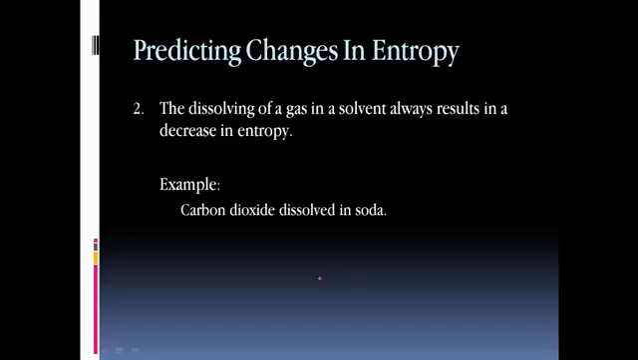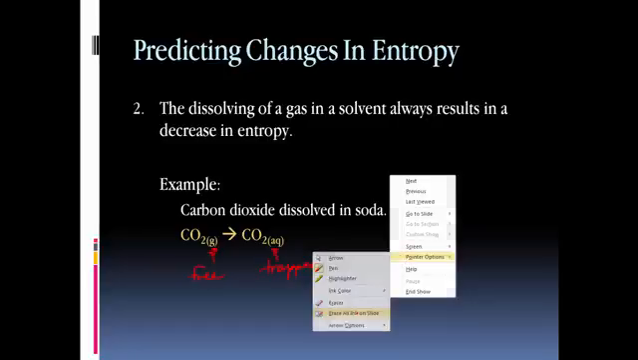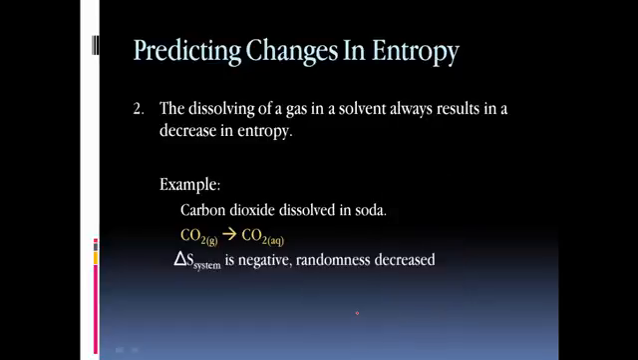So here's an example. Carbon dioxide dissolved in soda. So we had carbon dioxide free floating in the gas state, and we dissolve it in water so it's more trapped. Okay, so over here the molecules were free. Over here we think of them as trapped in the liquid. That's going to be a negative delta S. Okay, that's going to be decreasing entropy. Okay, so again, that would be a negative delta S there, decrease in entropy. And that's not going to happen spontaneously.